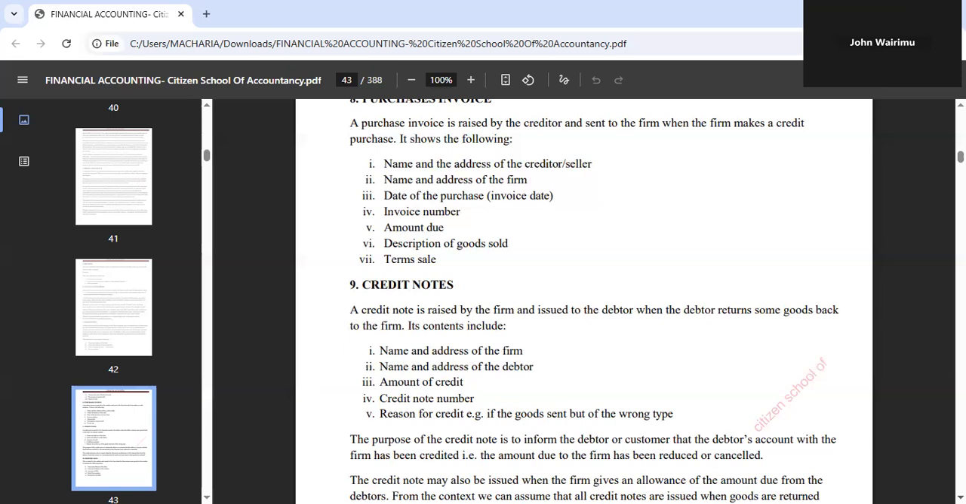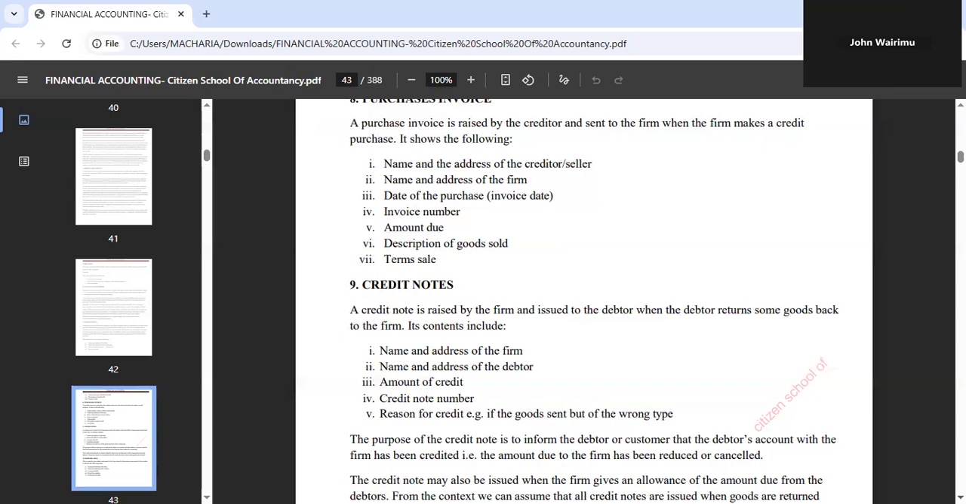Now, the next thing is a credit note. I had mentioned that you can be told to issue a credit note. Then what is this credit note? A credit note is raised by the firm and issued to the debtor when the debtor returns some goods back to the firm. Here, you make sales, and the buyer returns some of those items to you. In your records, you have to reduce your amount of sales. The goods you get back, we call them return inwards.